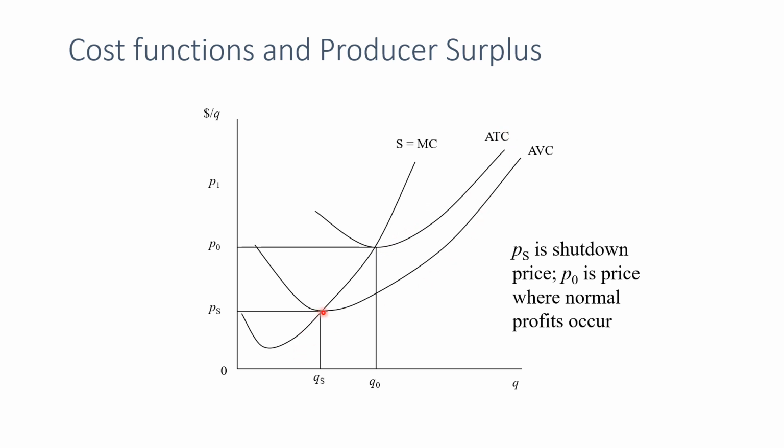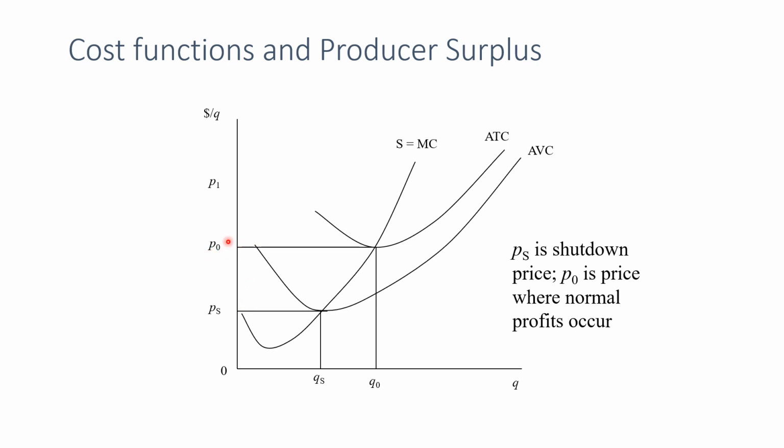Now, if we are at this minimum point and the price should happen below P of S, then the firm will shut down, because at that point, suppose the price is here where this marker is, the firm will then end up losing money. It won't even be able to cover its average variable cost or its variable cost. So as long as the price is above this PS, or price of shutdown, the firm will continue to produce.